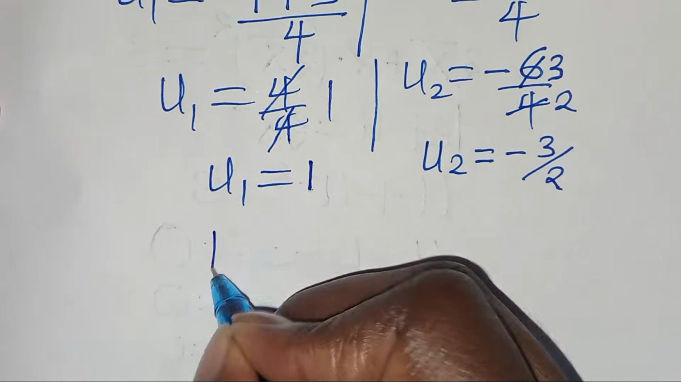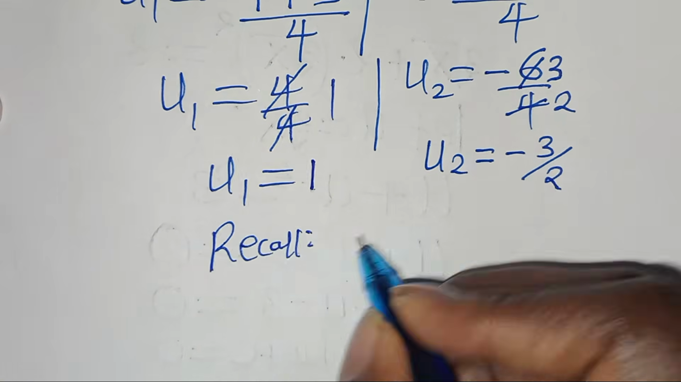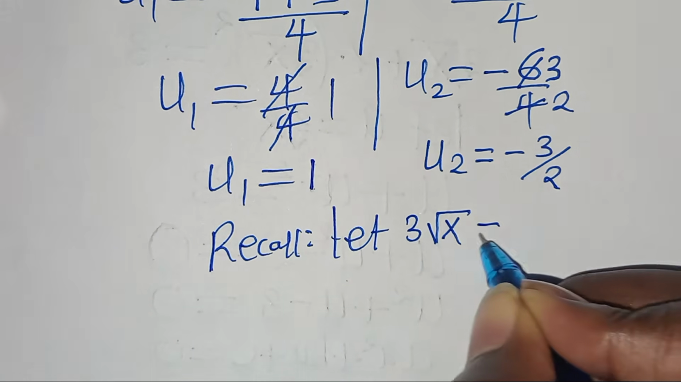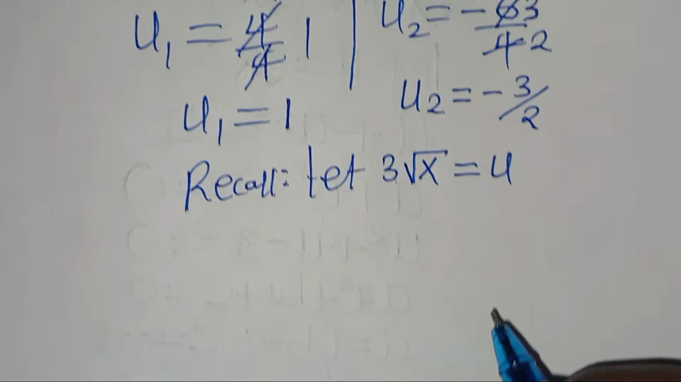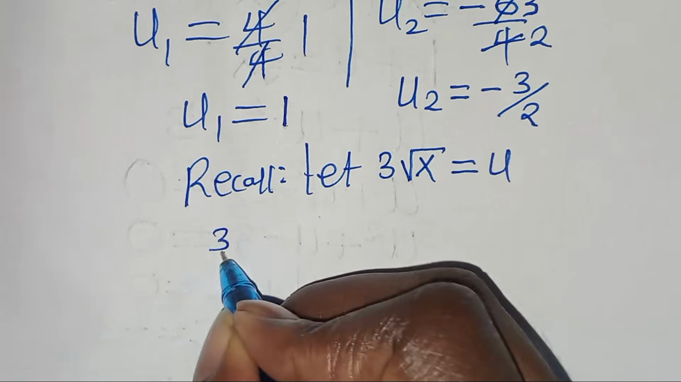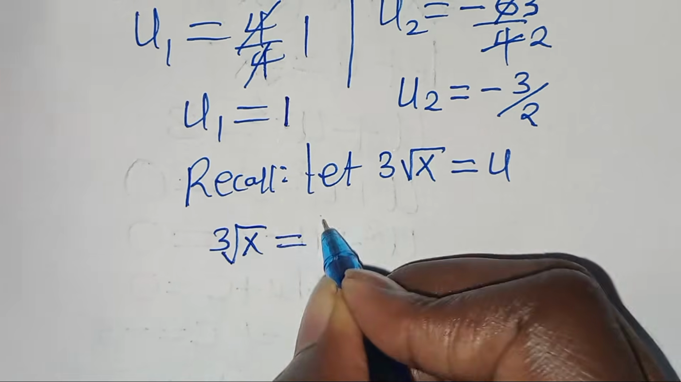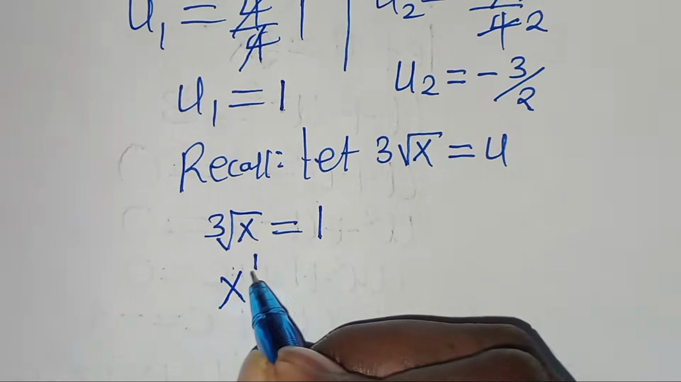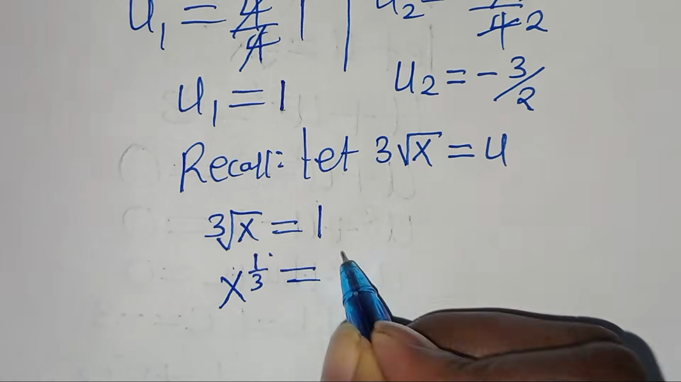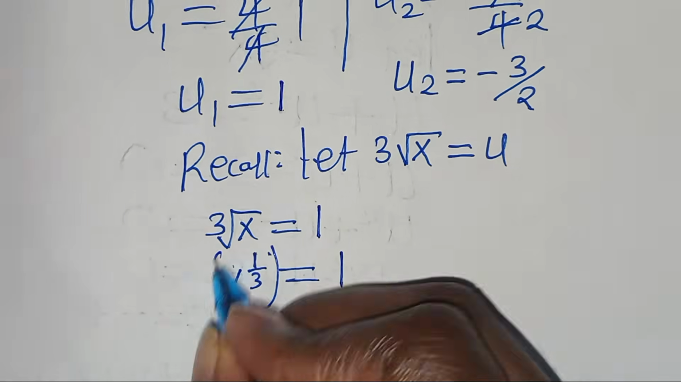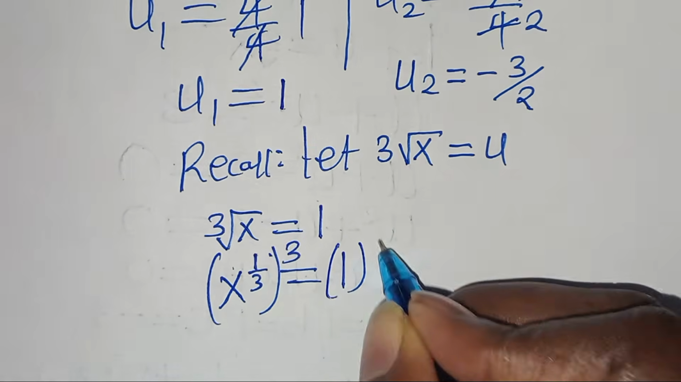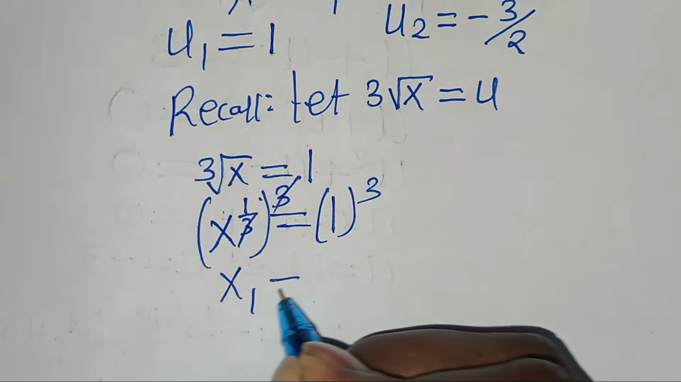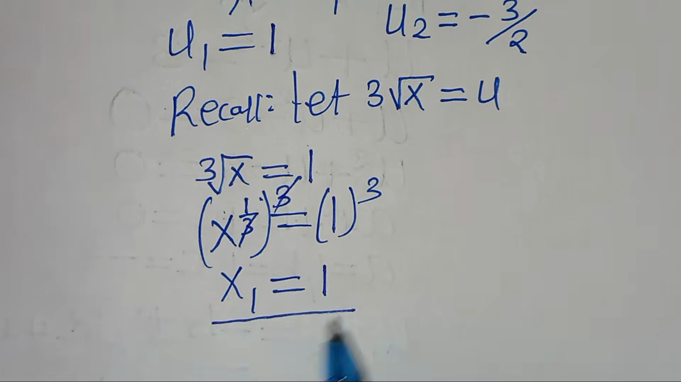And if you recall, we said that the cube root of x is equal to u. So we can start with u1. We have the cube root of x equal to 1. This is the same thing as x to the power of 1 over 3 equal to 1. So let's cube both sides to solve for x. Now the first value of x, x1, is equal to 1.